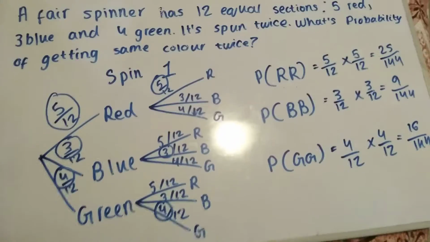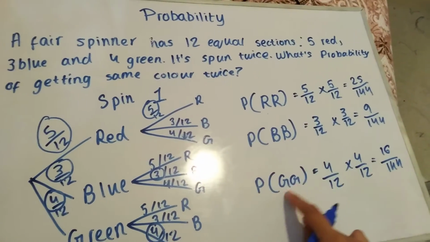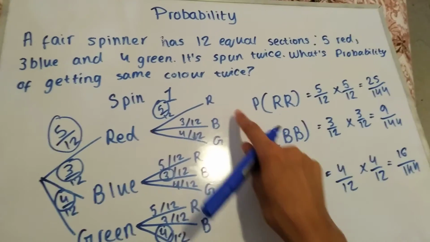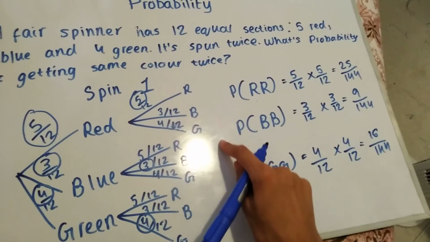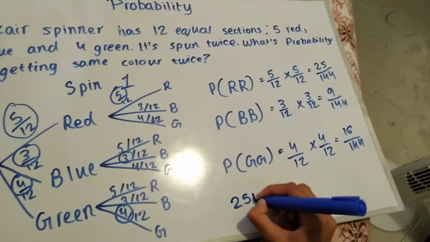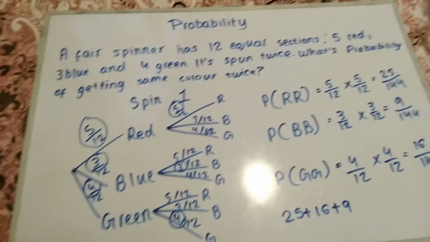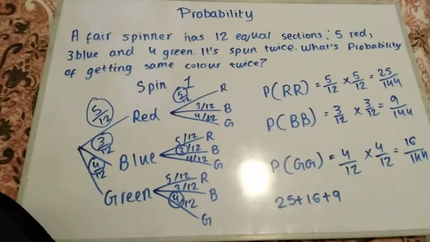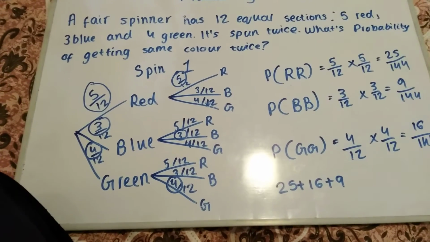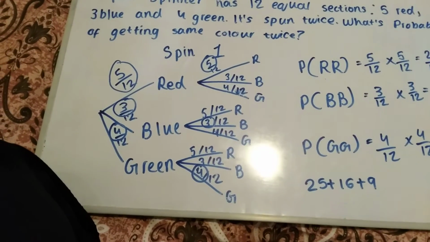Now, the question is still not answered, because what the question is asking us is not the probability of getting a red, blue, or green, but of getting the same color twice. So it doesn't matter if it's red, blue, or green. What we need to do now is add up all of these. So what we are going to do is 25 plus 16 plus 9. So again, why are we going to do this? Well, we don't need to find the probability of one, we need to find out the probability of all of these. So not just red, blue, or green, but the probability of getting all of them.